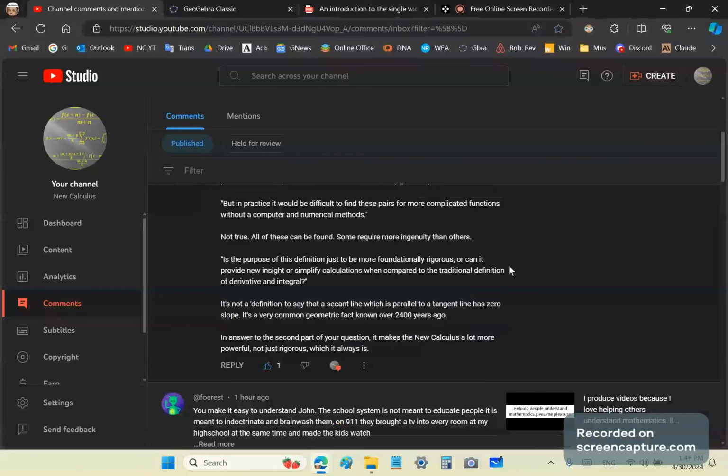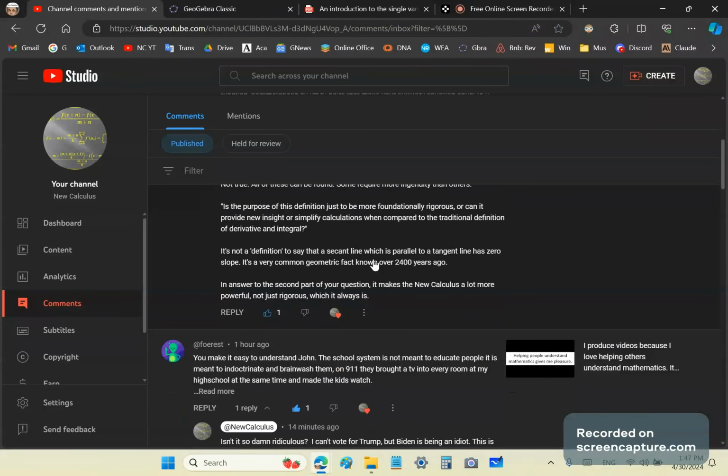Mainstream calculus never has been rigorous, isn't rigorous right now. And actually, I did mainstream calculus a favor by introducing the holy grail of calculus, which explains what Berkeley couldn't explain and what Newton and Leibniz didn't have a clue about. Okay. So it's not a definition to say that a secant line which is parallel to a tangent line has zero slope. It's a very common geometric fact. Hope I've cleared that up.